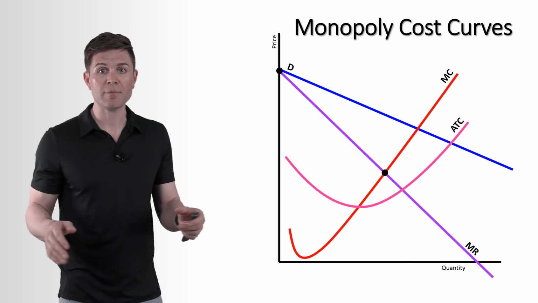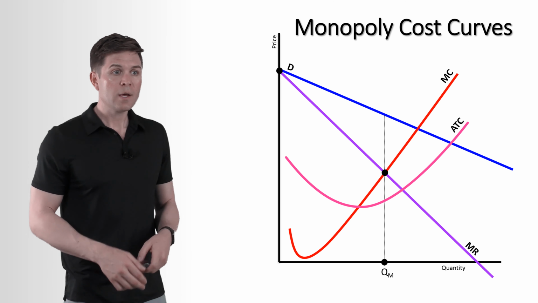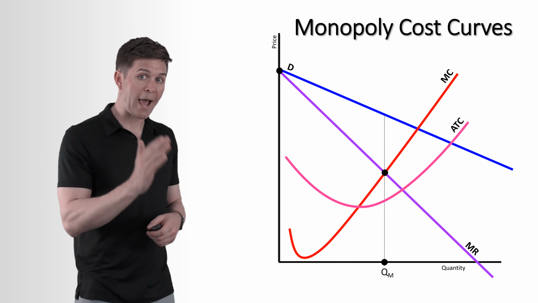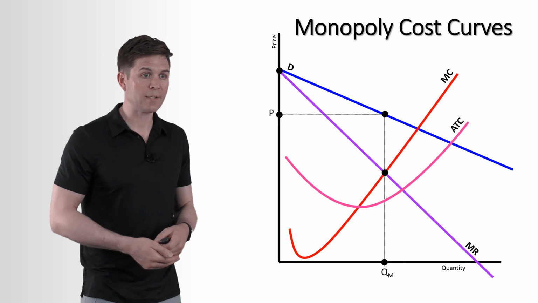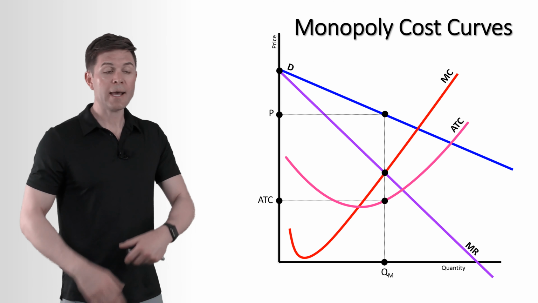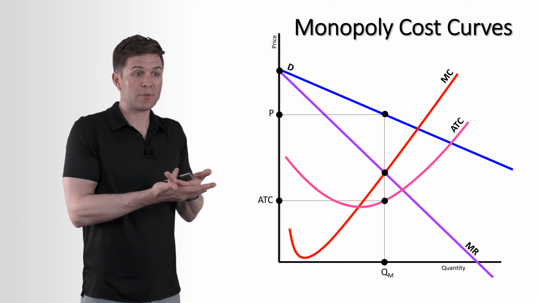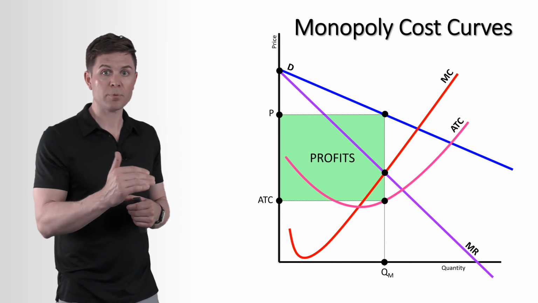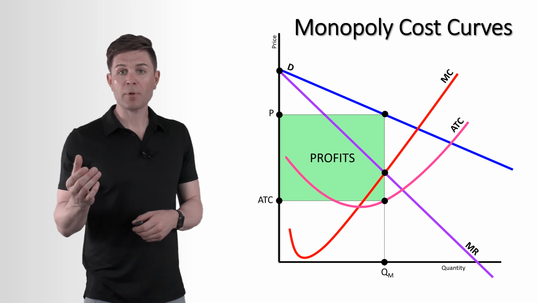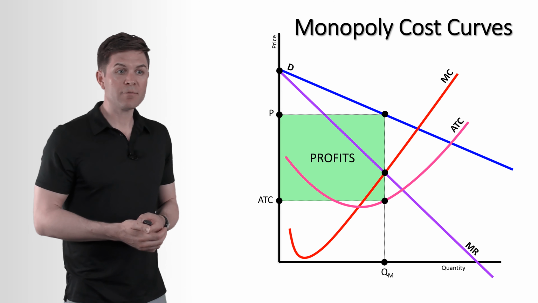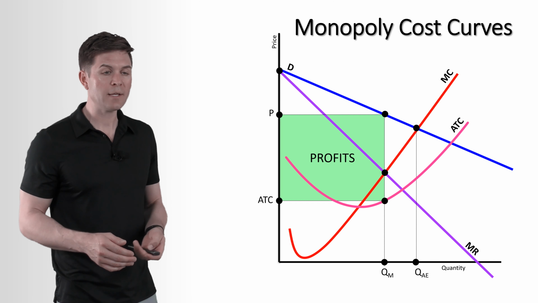That's still where we get our profit maximizing quantity of output. We get our price from the demand curve at the profit maximizing quantity of output. We get the ATC from that same quantity. And profits are going to be the same: everything above ATC, but below the price at profit maximizing. Now, a couple other points to point out. Allocative efficiency, where marginal cost equals price.